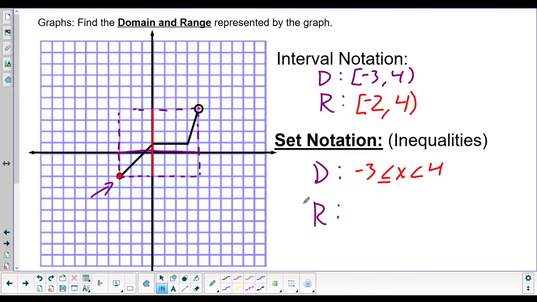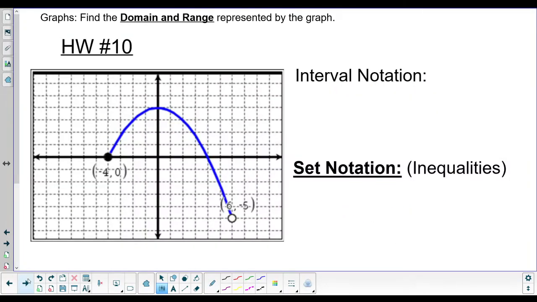For range, we're not talking about x, we're talking about y. Less than, less than. The lowest we go is -2. The highest we go is 4. We're including the -2, so we get a line under that one. We're not including the 4, so we leave it with no line underneath. All right, let's do one more weird, challenging one.